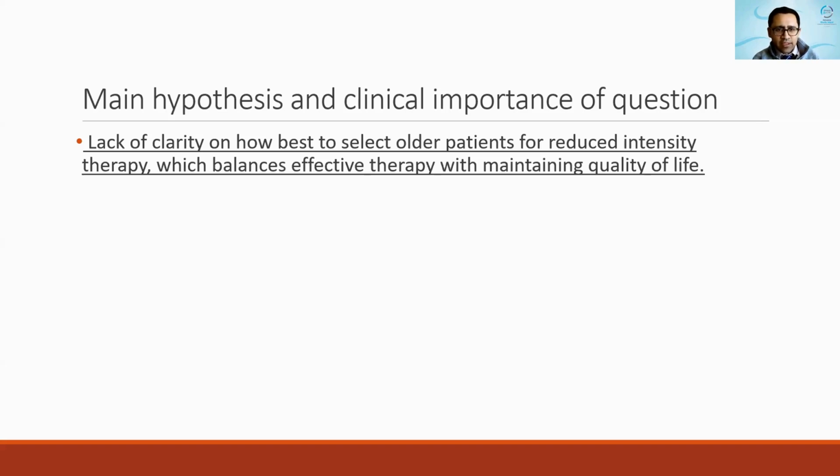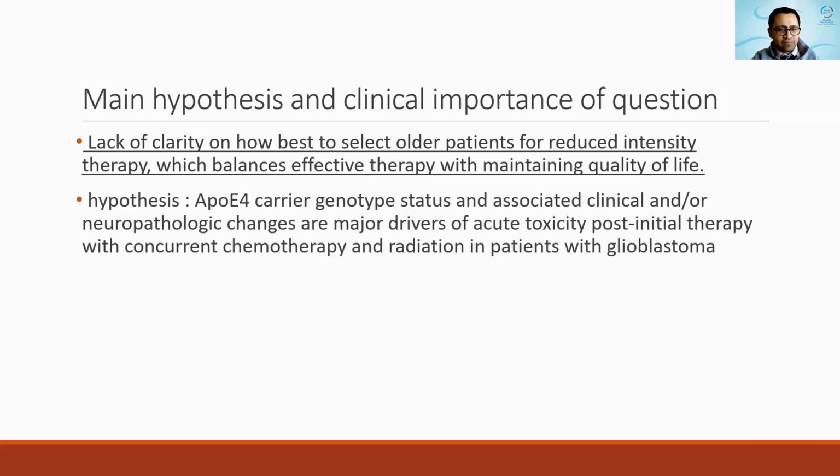The way I think about using age to select patients for reduced intensity therapy is that it might be a good numerical surrogate, but it needs to be interpreted in context. And ultimately, the goal is how do you balance effective therapy with maintaining quality of life? And how best to select older patients. We certainly do not think of age as being a very good alternative surrogate marker. We use it because that's kind of what we have.